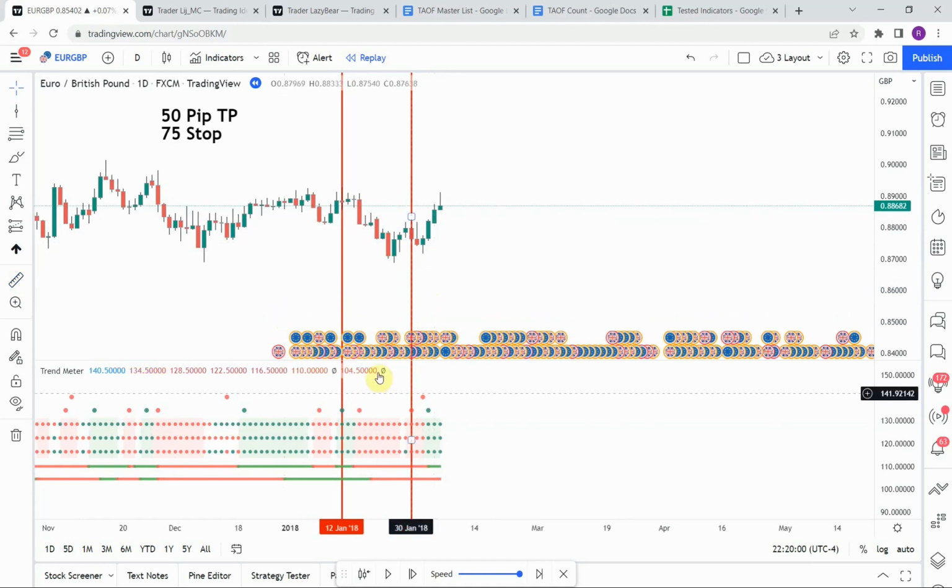All right, the next signal that we pick up is a short signal right here. Again, we get all those pieces that line up at the same time. We get our entry here.